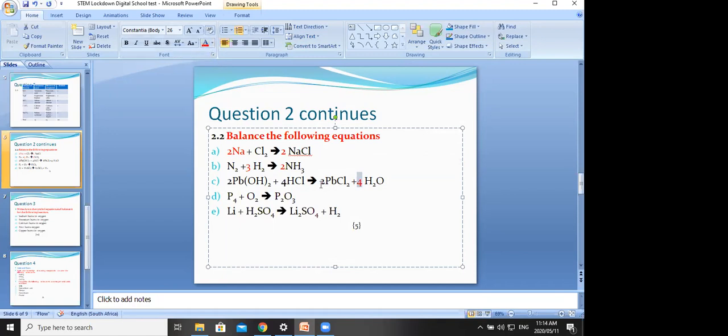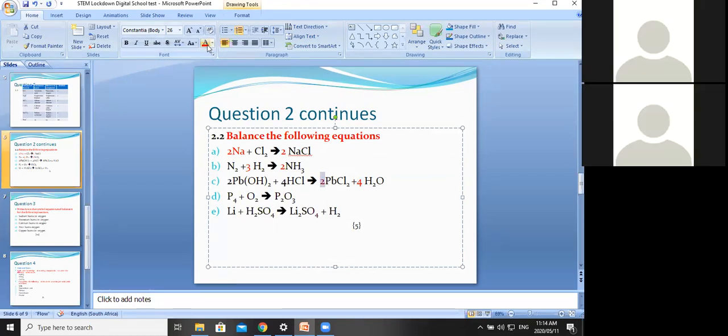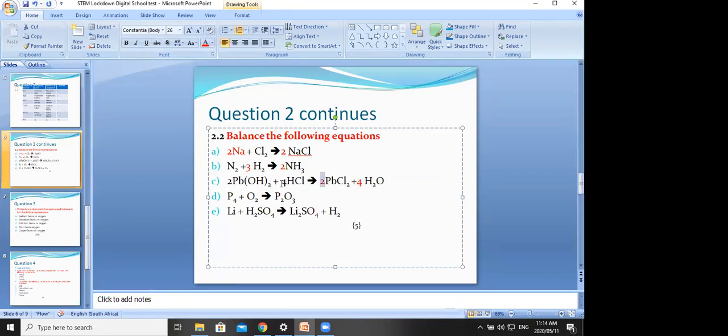Then you can calculate and see if you are following. Are you clear, grade 9? Anybody who wants to ask a question? So let us calculate the lead. Let's start with the lead first. You've got 2 on your left, and then you've got 2 on your right.